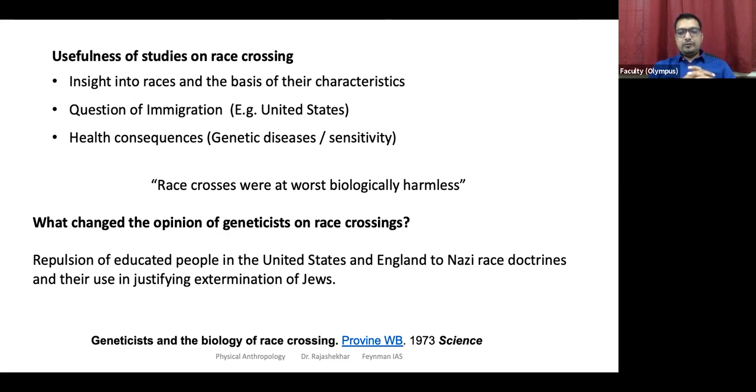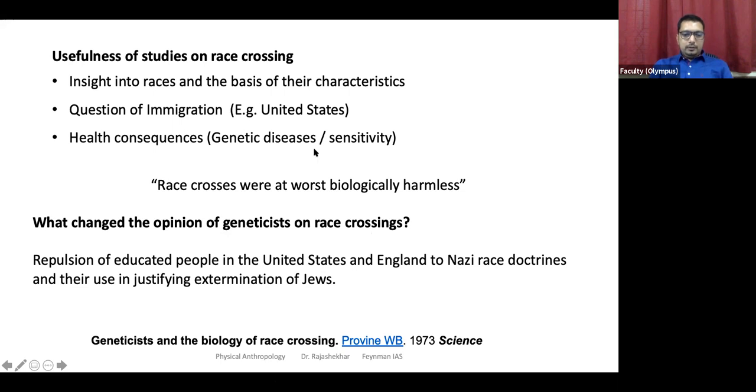Okay, but people initially focused more on understanding the racial differences, but after the dimension it took in the US and in the Nazi time, they became less focused. They started not supporting the concept of race crossings because they don't have much validity, but they may have different uses like this.